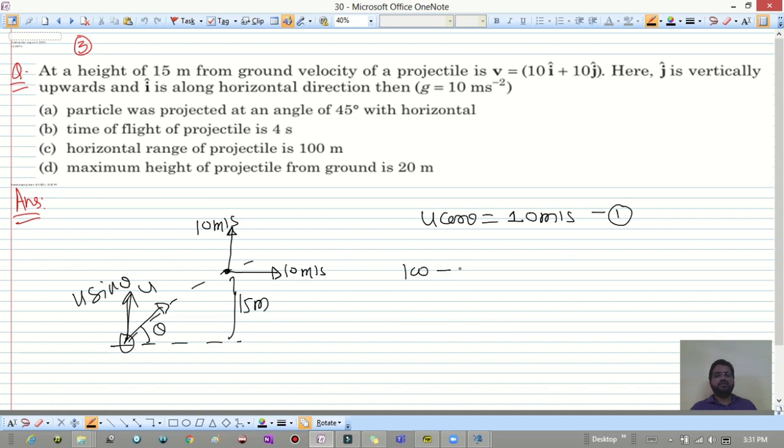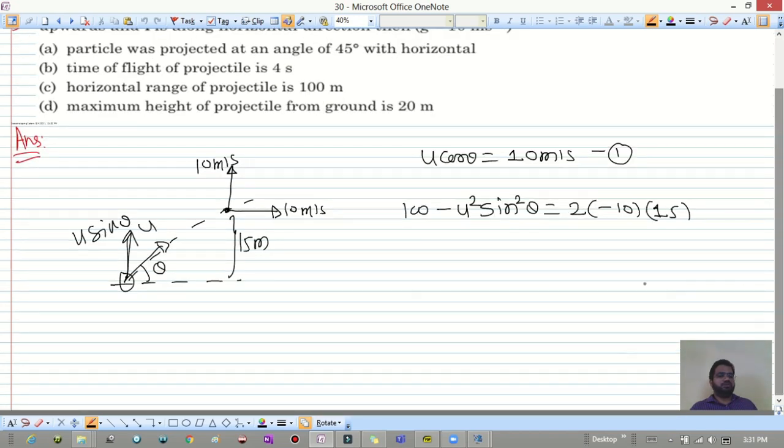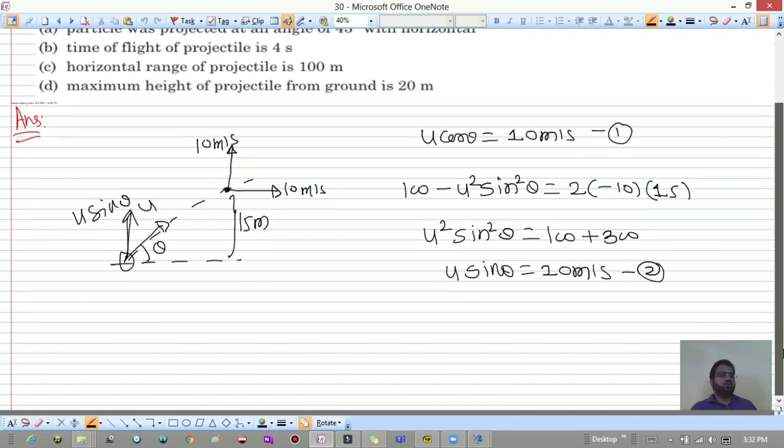So 100 minus initial velocity squared, u squared sine squared theta, is equal to 2 into a, we have minus 10, into h, we have plus 15. So if you just solve this, you will get u squared sine squared theta is equal to 100 plus 300. So we have u sine theta is equal to 20 meter per second. So equation number 2. Now once we know this, we can calculate the angle of projection.